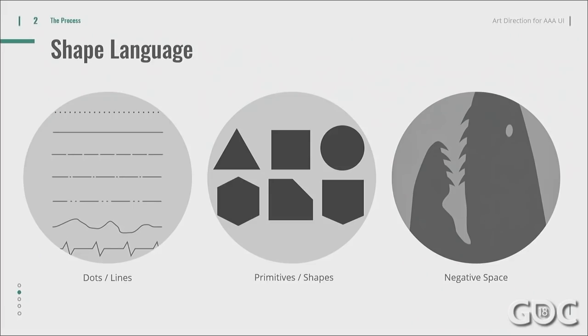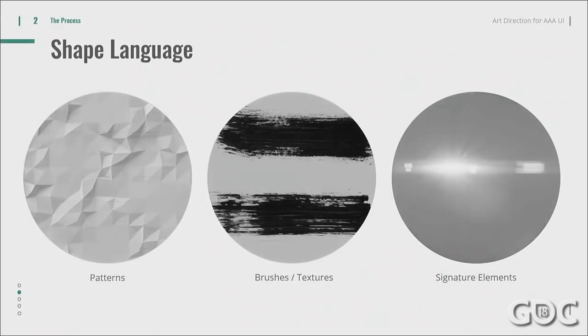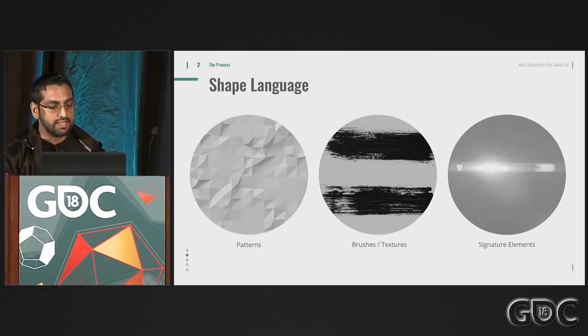So essentially these are the building blocks. We want to run with a shape language that's consistent. We also want to provide framing and backdrop for our UI. It helps to establish the look and feel. These are the signature elements as well. Things like patterns, brushes, lens flares, sorry.